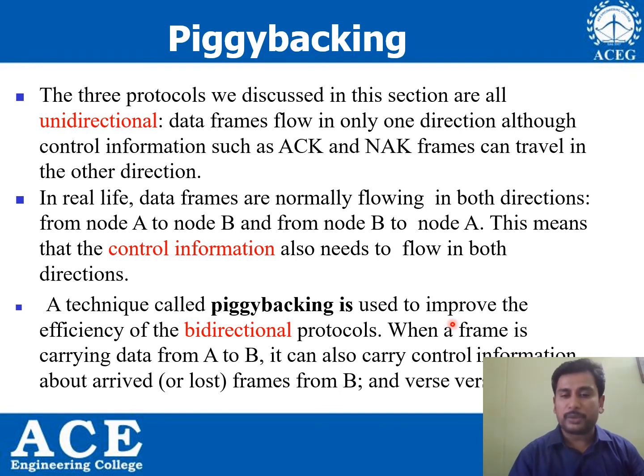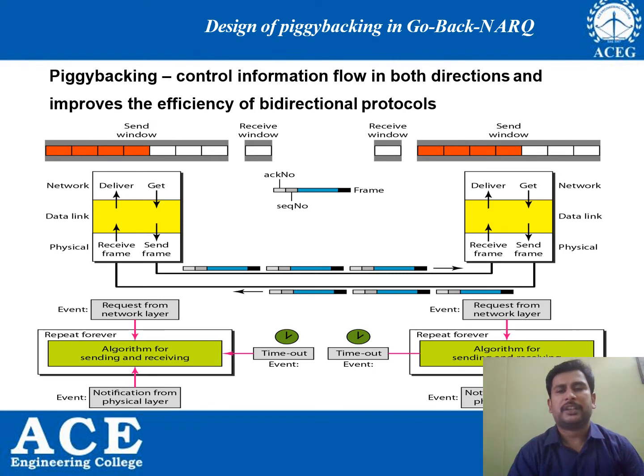So what we are trying to do is, when a frame is carrying data from A to B, it can also carry the control information about arrived or lost frames from B, and this can happen vice versa in the other direction. So when you combine data information and control information, that particular process is referred to as piggybacking. Let us try to understand the design of piggybacking in Go Back N Automatic Repeat Request, ARQ.